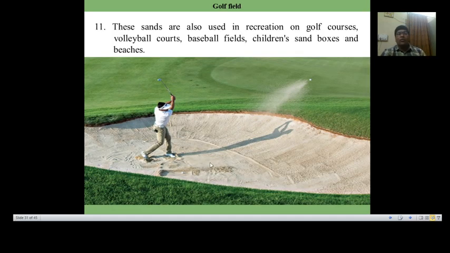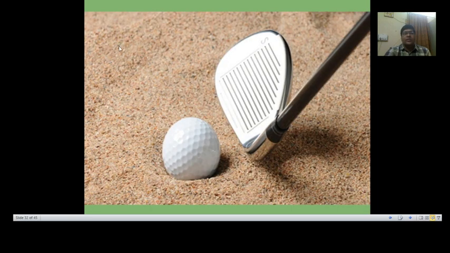Now in golf courses, such types of areas are there. These are covered with quartz sand. In the golf ground also it finds application. See, this is this coarse grained quartz.